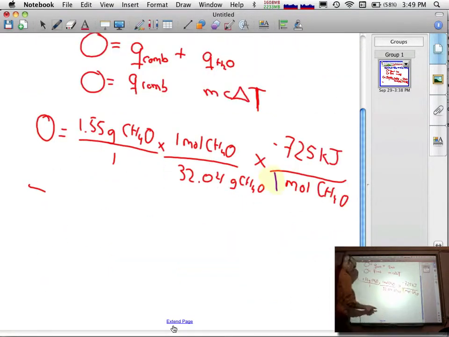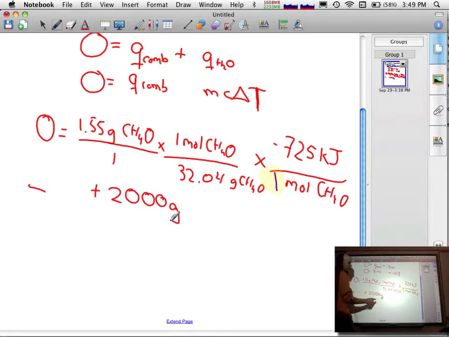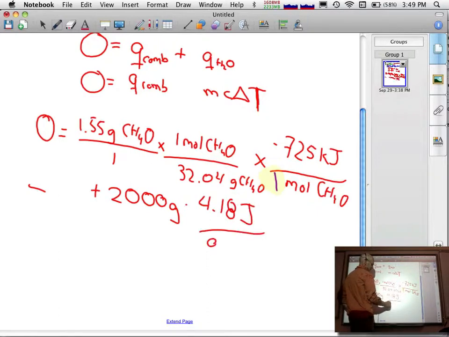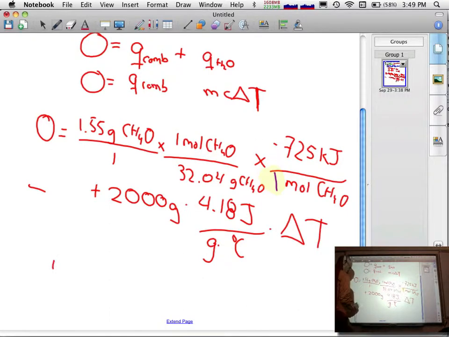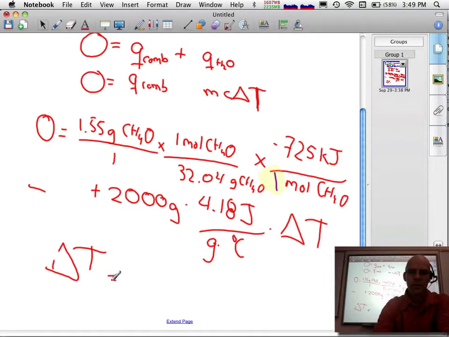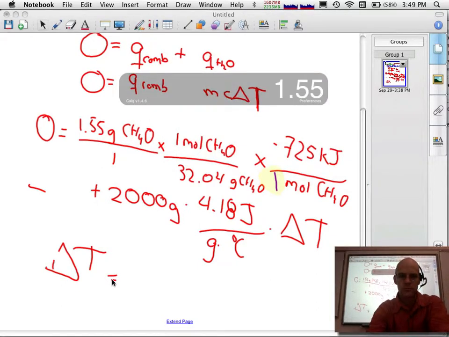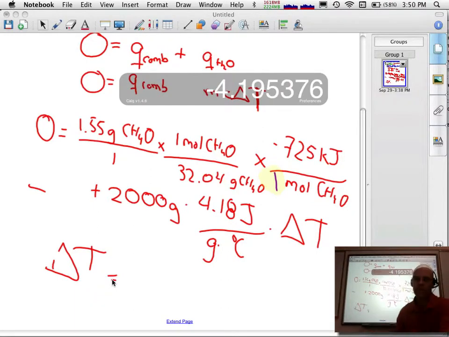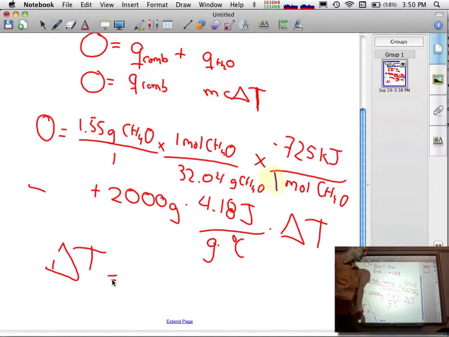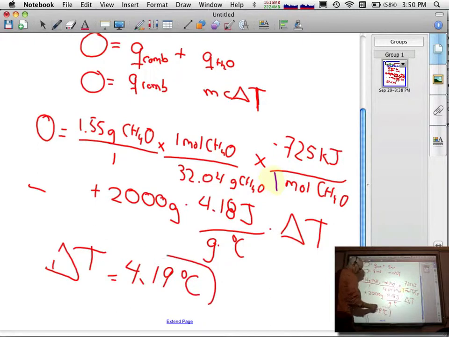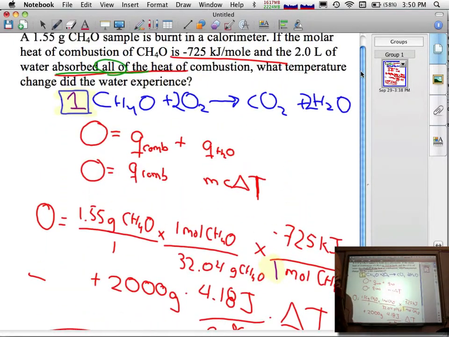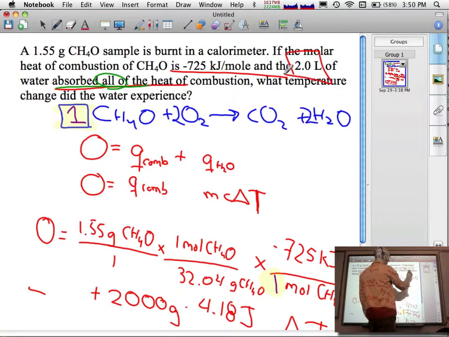In any case, when you multiply all this out, you get, plus, let's finish this, plus the mass, it was 2,000 grams, because initially we had 2 liters of water, times the specific heat of water, 4.18 joules per gram degrees Celsius, times delta T. You can plug all this in and solve, and I'm going to do that right now. I get a 4.19 degree temperature change. Is that the right number of sig figs? Yeah, no. We probably want to say just 4.2 since we only have 2 sig figs on that.